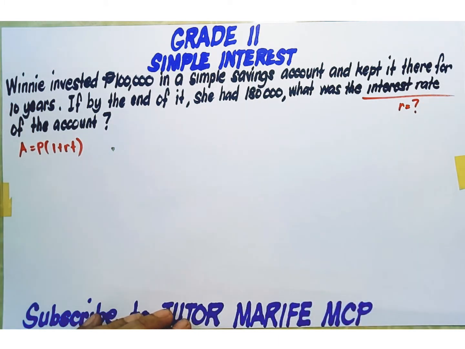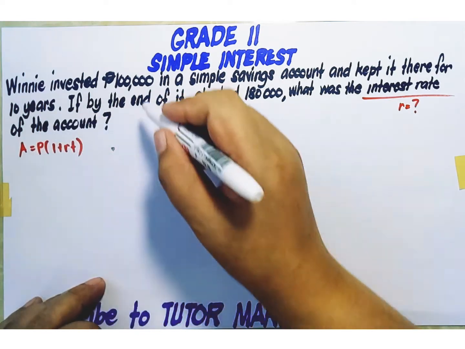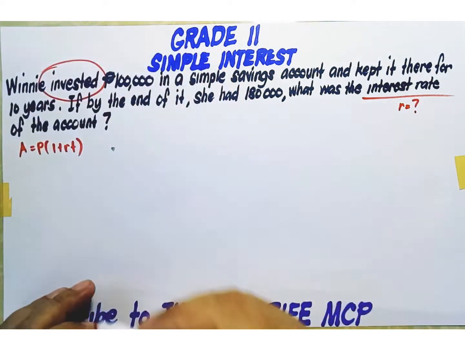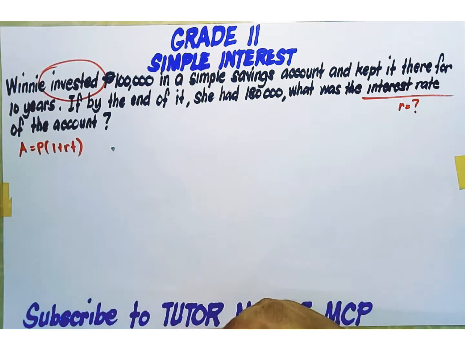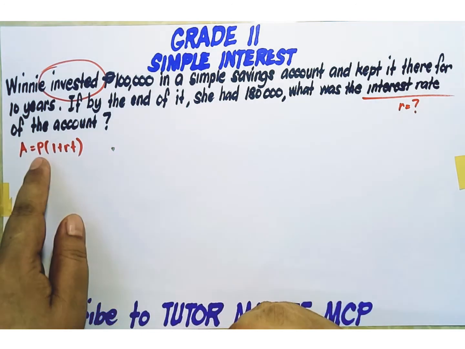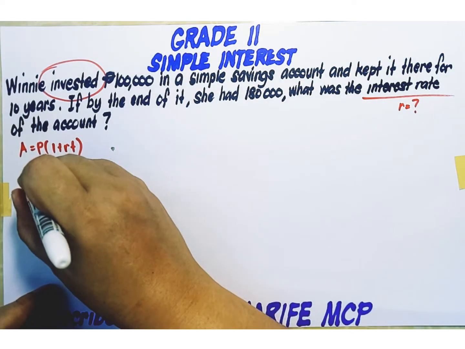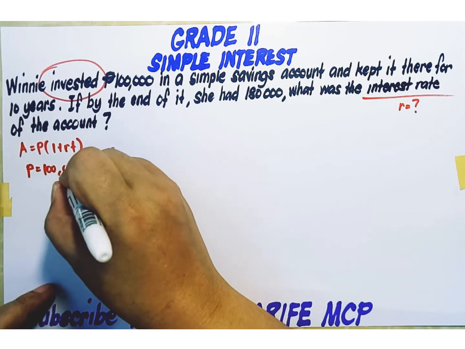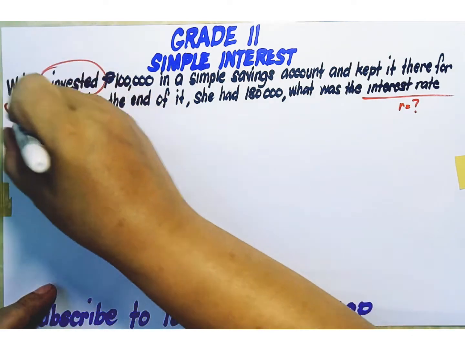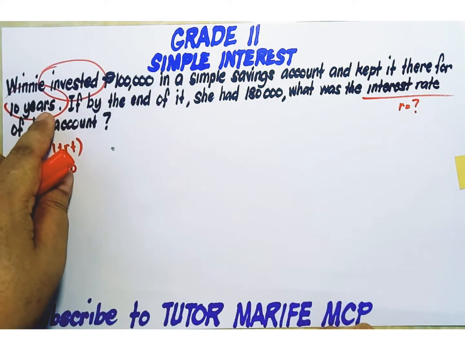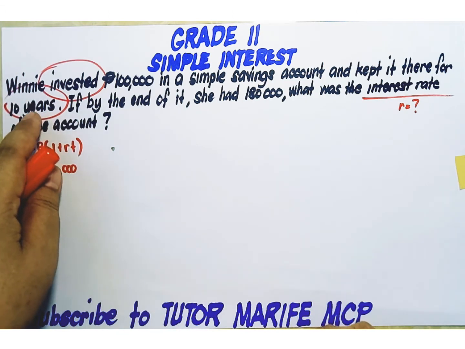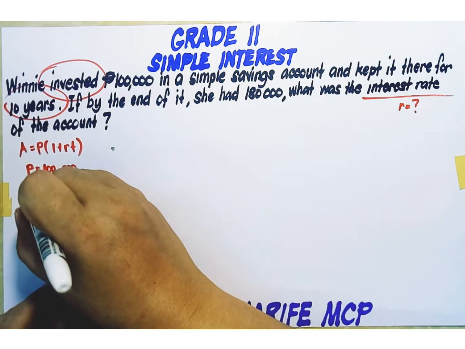After identifying the unknown, let's determine the given information. Winnie invested 100,000. Invested is the clue word. Remember that P represents the principal or the initial amount of investment. P is equal to 100,000. 10 years. This is very obvious. This is the value for the number of time periods or T.